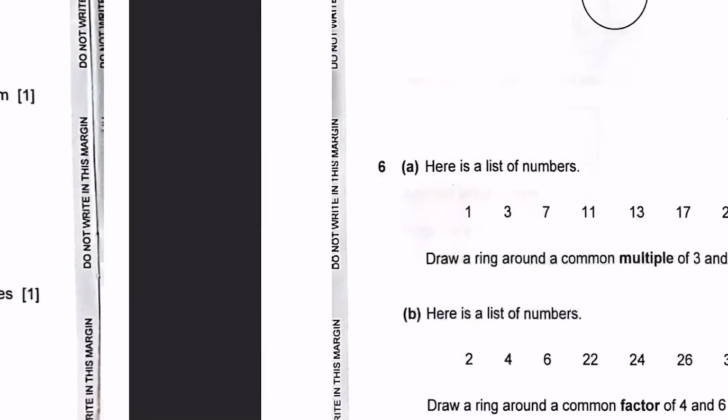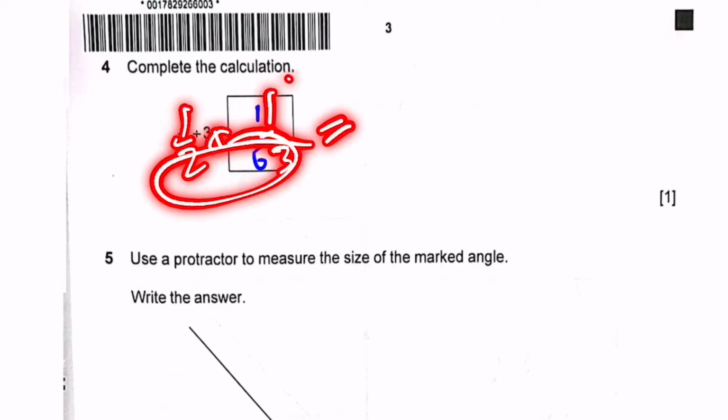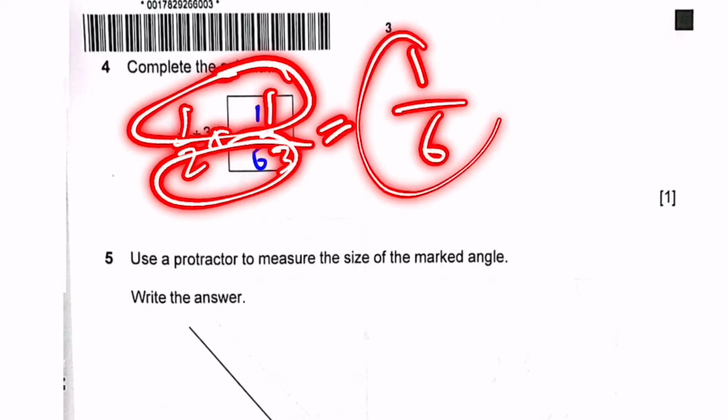Let's go to question 4. Complete the calculation. Half divided by 3. That will be equal to 1 by 6 because half divided by 3 is the same as half times 1 by 3. Multiplying denominator, multiplying numerator, you get 1 by 6.